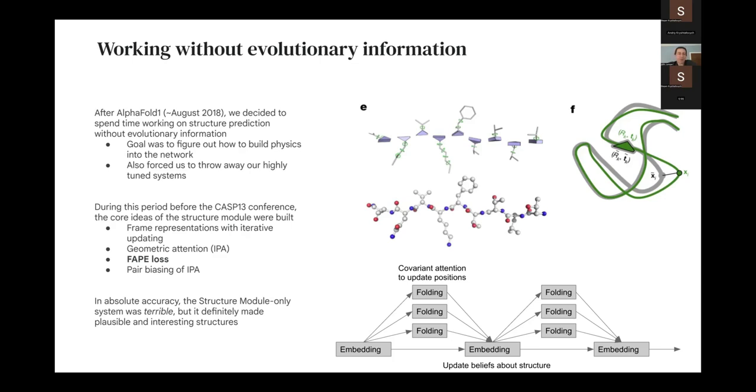So we said, okay, we're going to do the same kind of leaderboard of pre-modeling accuracy, but we're not going to allow ourselves to use evolutionary information at all. And started to explore different meanings of what that could be. And there were different approaches. A lot of them were more search-based, or some more MD-based or learned MD type approaches. And I had been excited about that for a while.